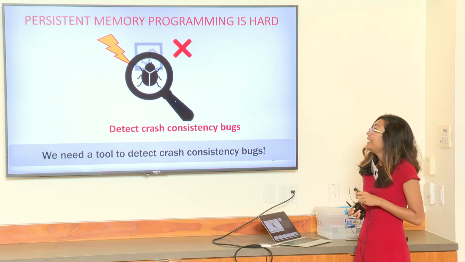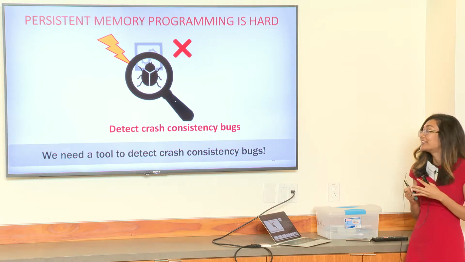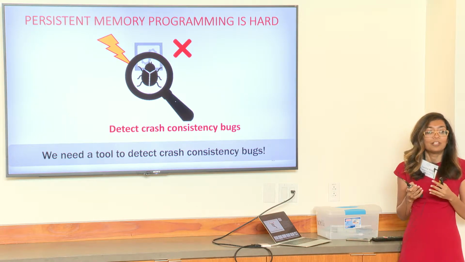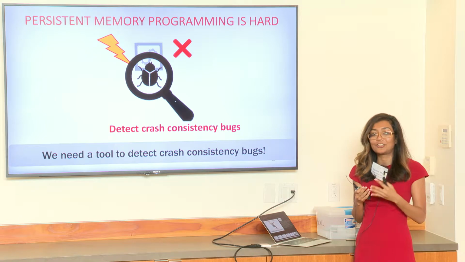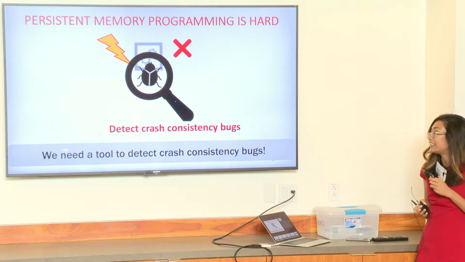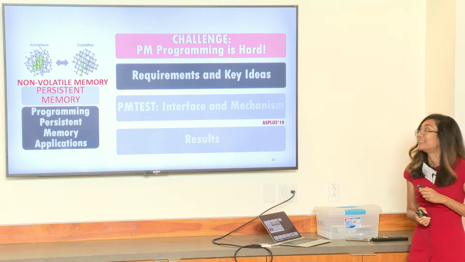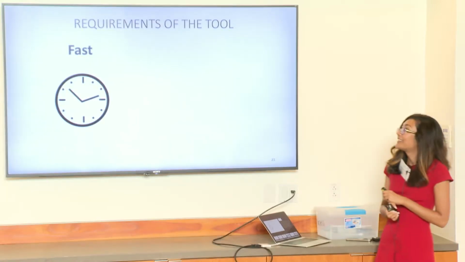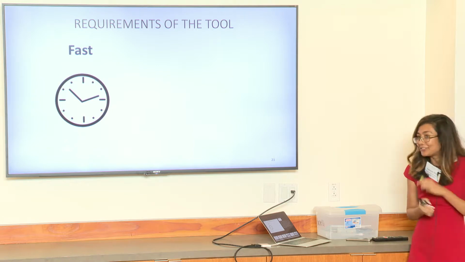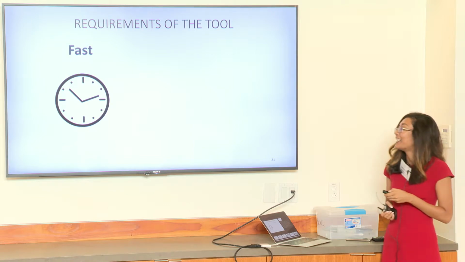So what we are saying is that if it's so easy to make a mistake for the programmers, we should provide some sort of mechanism to the programmers so that they can actually test if what they have done is matching their expectation. And what should be the requirement of such a tool? First, it has to be fast. It has to finish within some reasonable time, hopefully close to runtime.